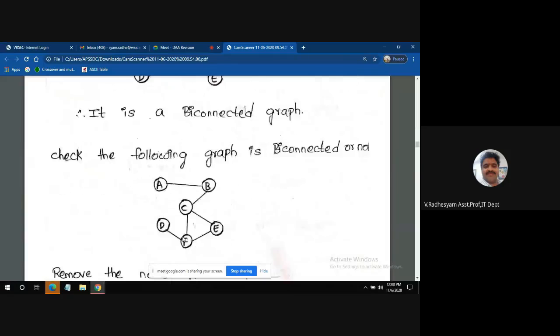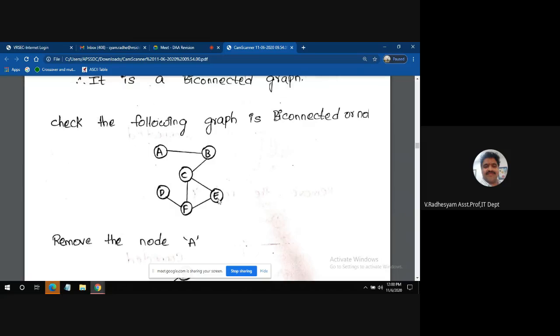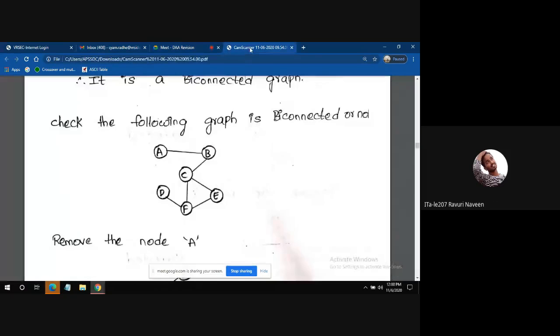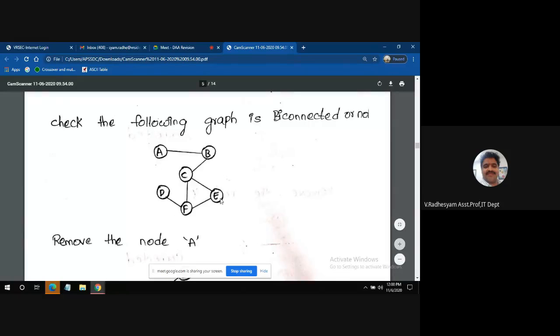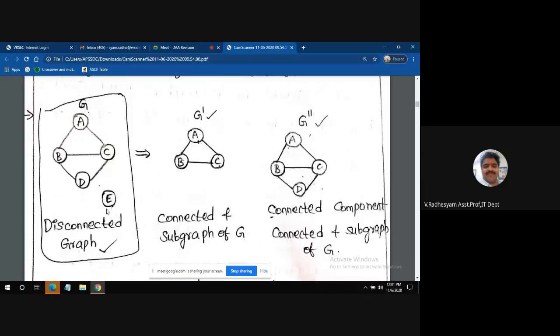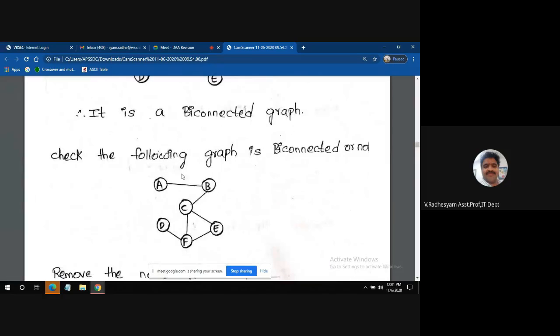Now check for this example. Is this bi-connected or not? First, what is the first condition for bi-connected? What is the primary condition? It should be a connected graph. So it is connected, right? Yes, sir. Connected in the sense that no vertex is far away from the remaining group. Suppose in this example there is an E with no relation to the rest of the graph, then it is disconnected. Here that is not the case, all are connected.